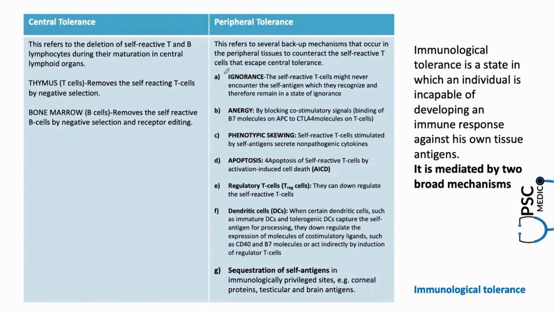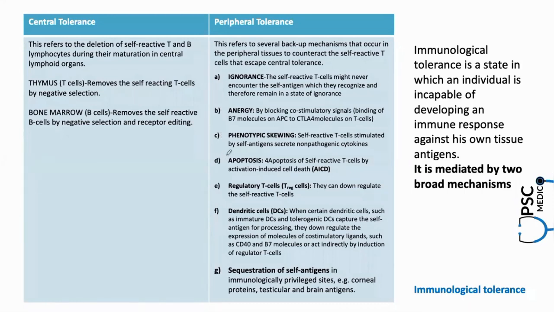Try to understand these in detail, because at the end of the day, you can't mug them up, since these are all tough words. If you understand, at least you can write. You can write what ignorance is: non-encountering of the self-antigen. You can write anergy: blocking of the co-stimulatory signal. And you can write phenotypic skewing: the cytokines which are produced are now non-pathogenic.